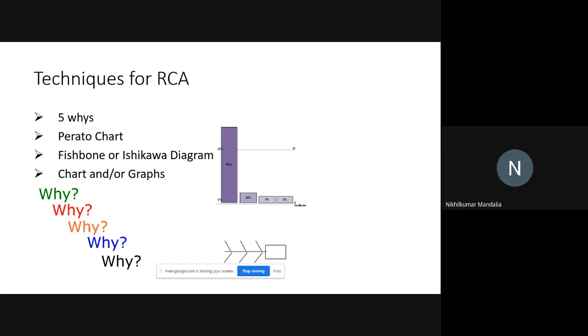So we can analyze all possible causes. Suppose we have four causes related to this problem. All these causes we need to analyze.